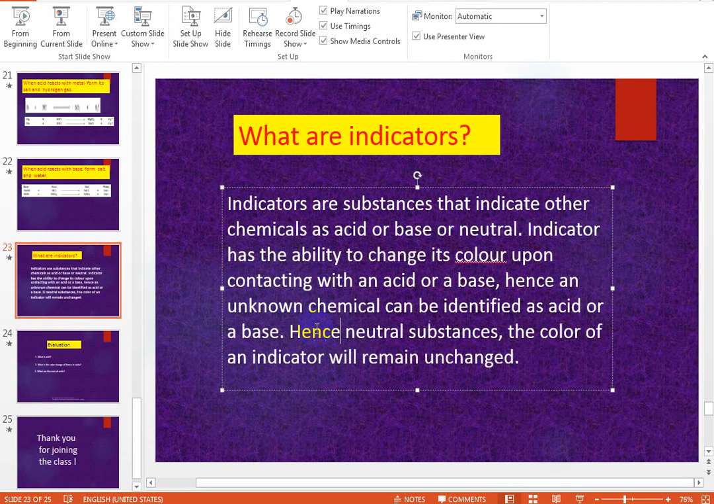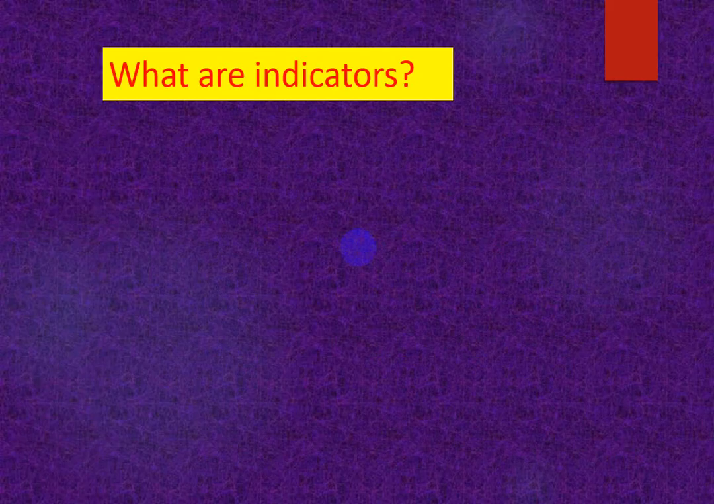So if it is acid, the color changes. One indicator name is litmus paper. Litmus paper changes color. With acid, blue litmus turns red, and with base, red litmus turns blue. With salt, neutral, the color remains unchanged.